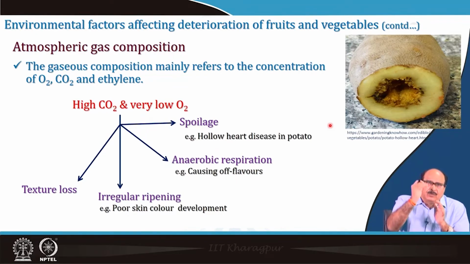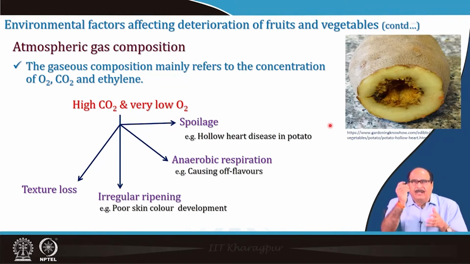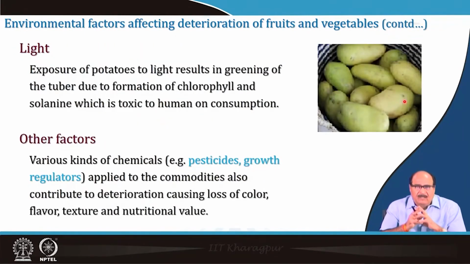If there is very high CO2 or very low O2, then there will be texture loss and irregular ripening, like poor skin color development. If the oxygen is excessively low, there may be anaerobic respiration, which may cause off flavor development and spoilage, like hollow heart disease in potato, etc., as you can see here in the figure. So it is very important that the proper combination of O2 and CO2 in the storage environment or inside the package during handling, transportation and storage should be maintained for better shelf life as well as better quality. Of course, we will discuss these later on also.